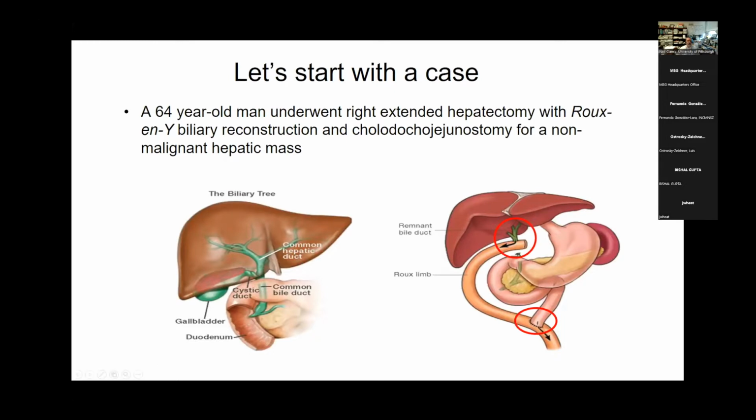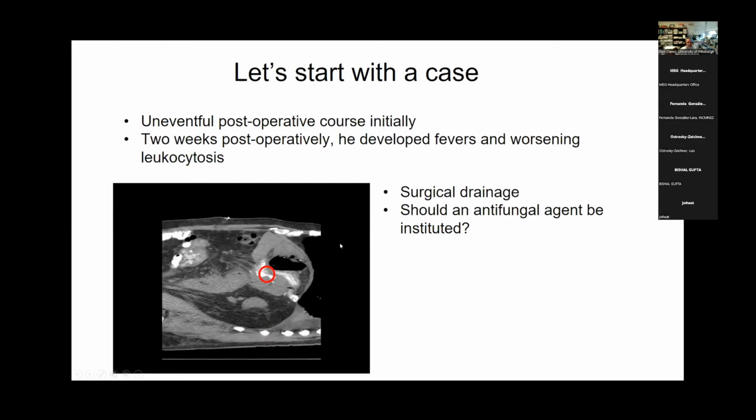So let's start with a case. This is a 65-year-old man who underwent a right extended hepatectomy at our hospital with a Roux-en-Y biliary reconstruction and a choledochoduodenostomy for what ultimately proved to be a non-malignant hepatic mass. So with this surgery, there are 2 anastomotic sites that are predisposed to leak and potential complications postoperatively.